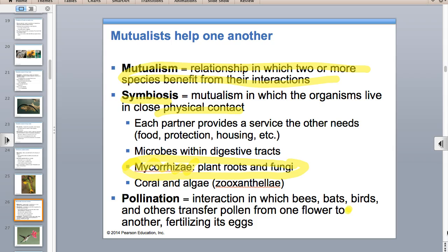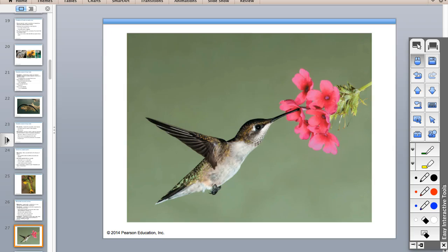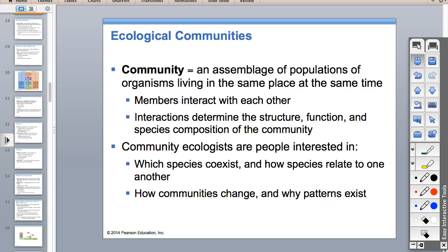Pollination, that is, like I said, the most common example of mutualism. But it is not symbiotic because they do not live in close proximity to each other. Pollination, yay! Community, I already told you about a community.